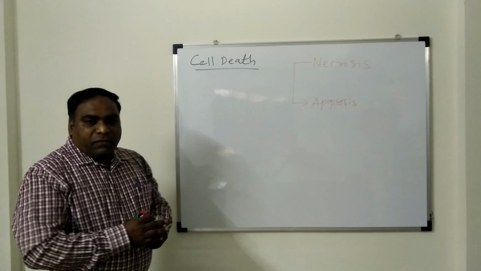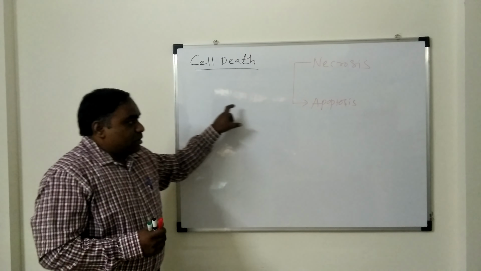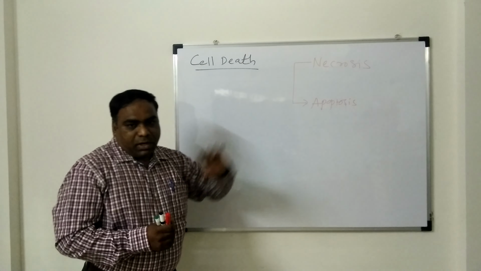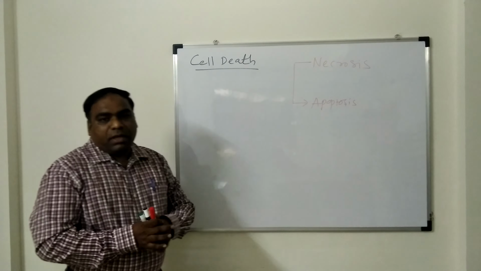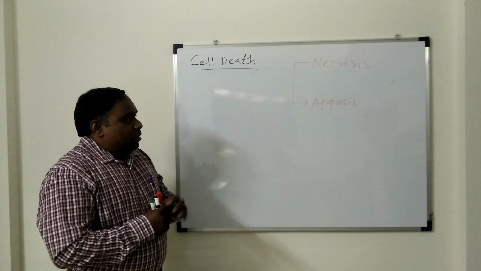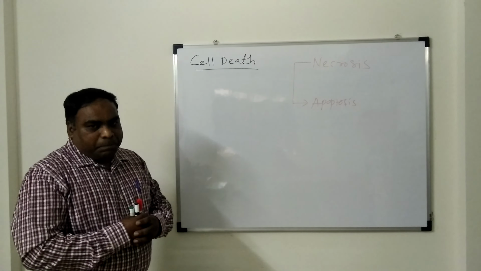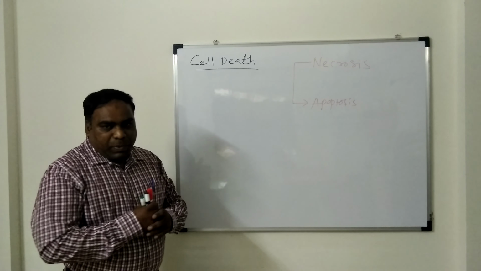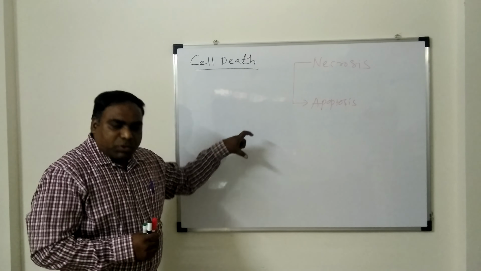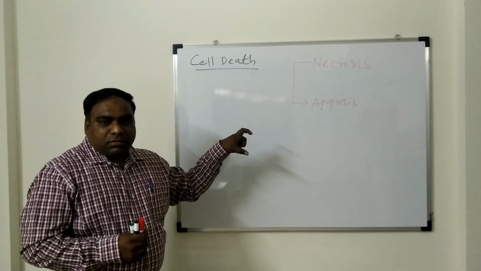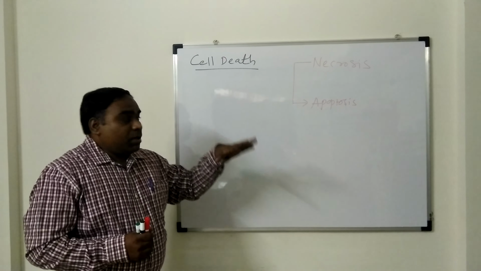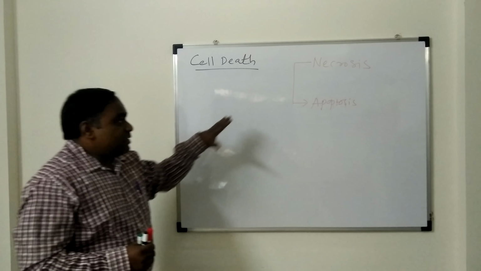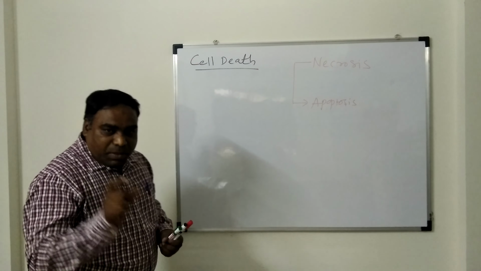Now see, in both processes there is a cell that is injured, irreversibly injured, or lethally injured, which leads to the death of that cell through these pathways. In both pathways the cells are going to die, but there is a difference between these two pathways. So what is the main difference?